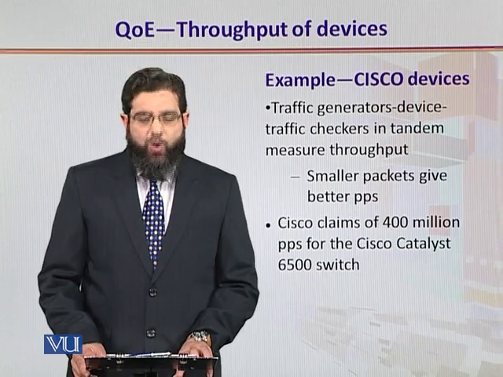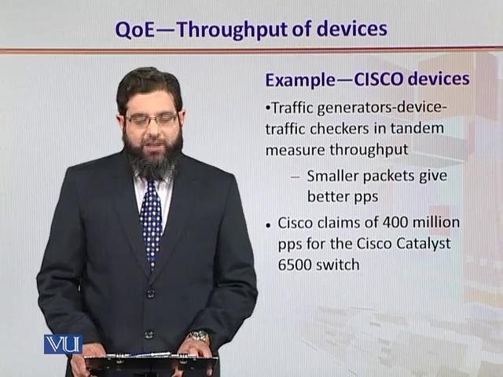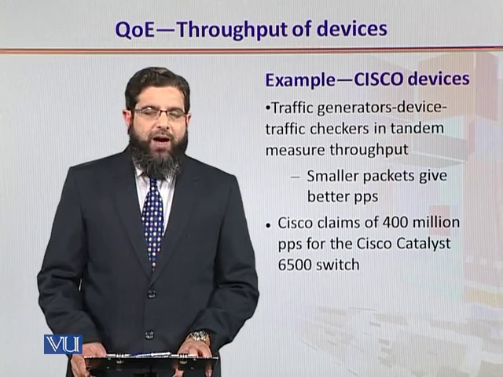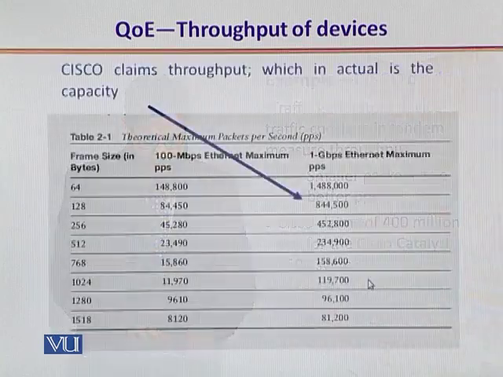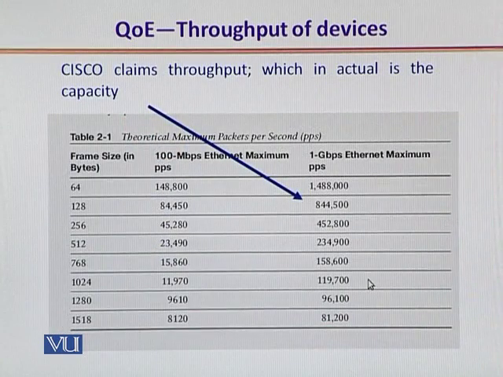For example, Cisco claims that it has a device called Cisco Catalyst 6500 switch that offers up to 400 million packets per second, which is in reality the capacity. The throughput is something which is dependent upon how their switch is going to perform when it is deployed. This table actually shows different packets and packet sizes along with the number of packets which can be sent on the Cisco 6500 Catalyst switch on 100 megabits Ethernet and on 1 gigabits Ethernet.